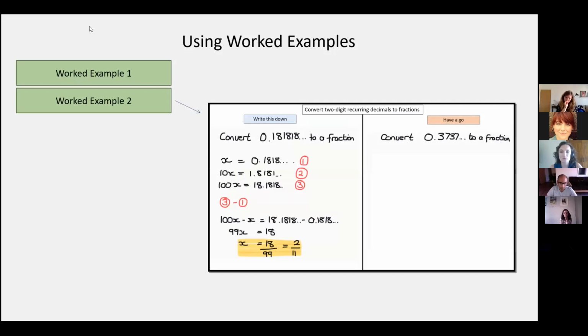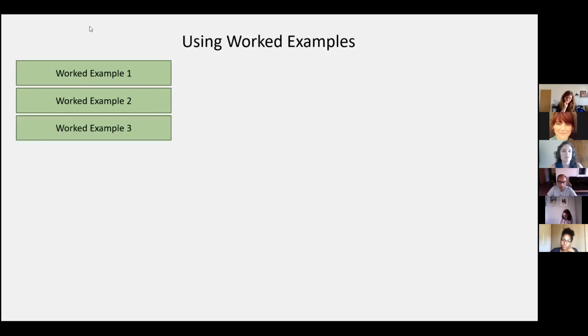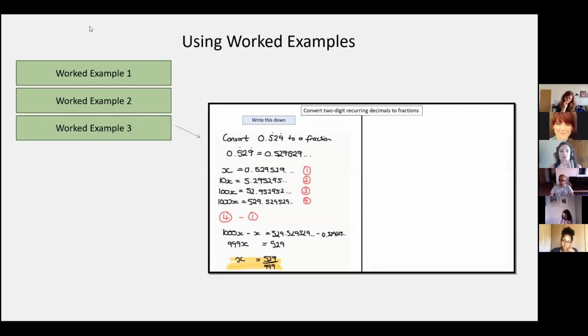We talk it through, or you reveal it step by step. I've just made them all reveal at once just to save time now. And then I do worked example 3. So I've got 3 decimals recurring now. Step by step, explaining each step as I went through it, revealing it, then ask them to have a go.